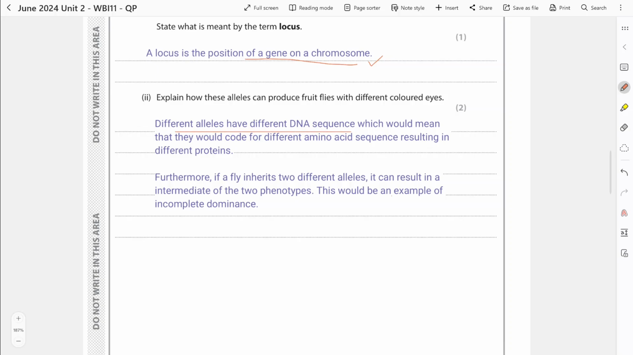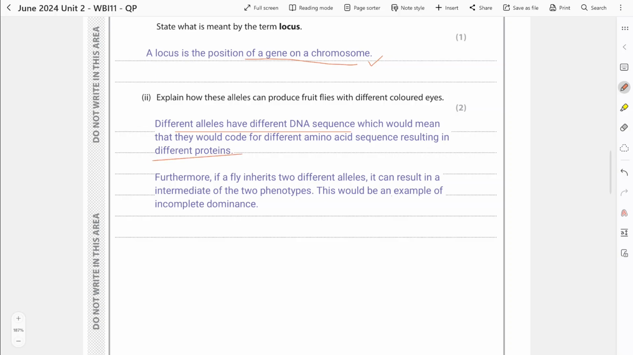So for example, let's say a person has A, T, C, G, G, A as their sequence, and another person has A, T, G, G, G, A. So it's different at this particular position. So that would mean 2 different alleles, right? And because the DNA sequence is different, that could code for a different amino acid sequence, which results in different proteins. So that's the 2nd mark.